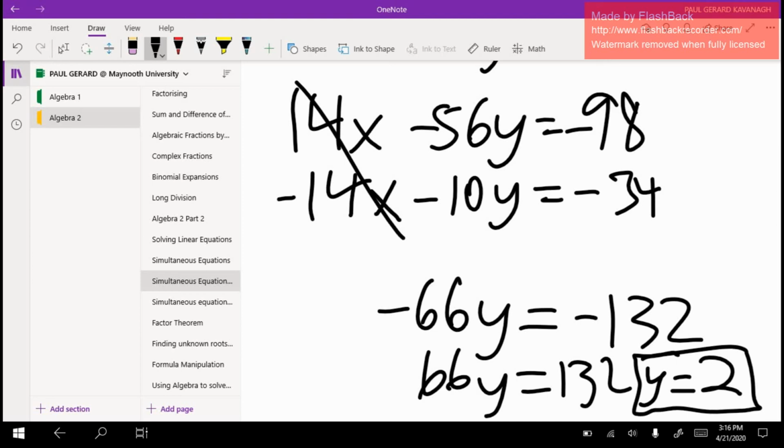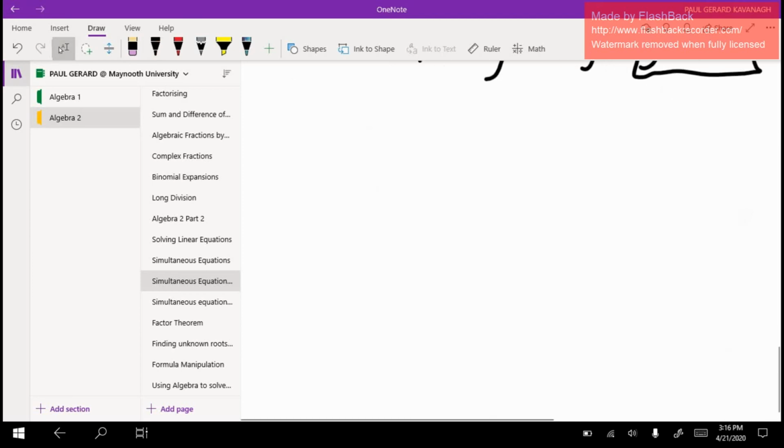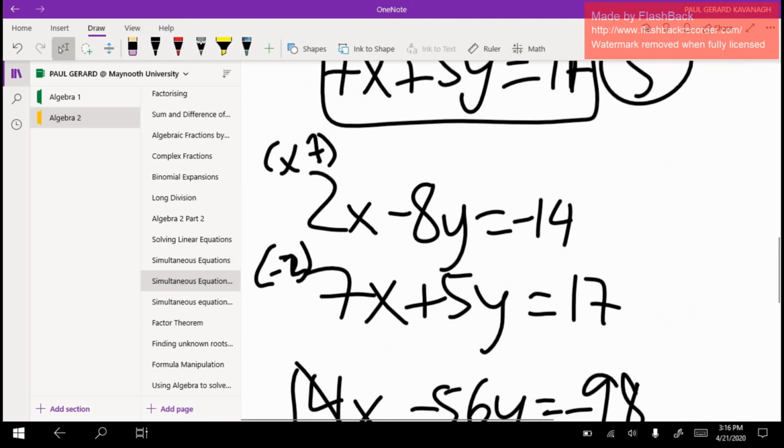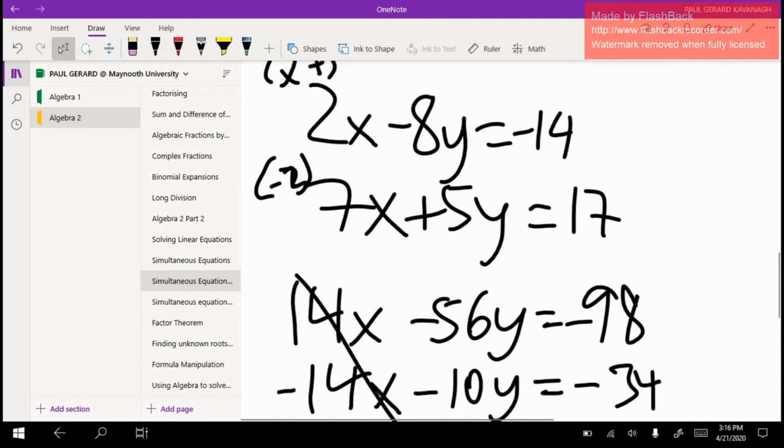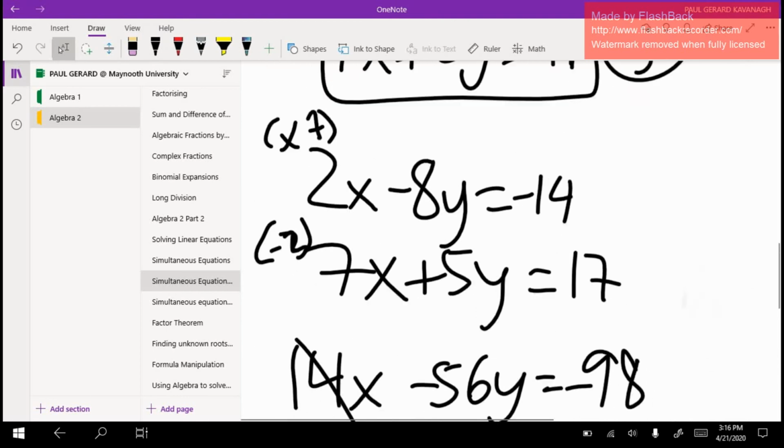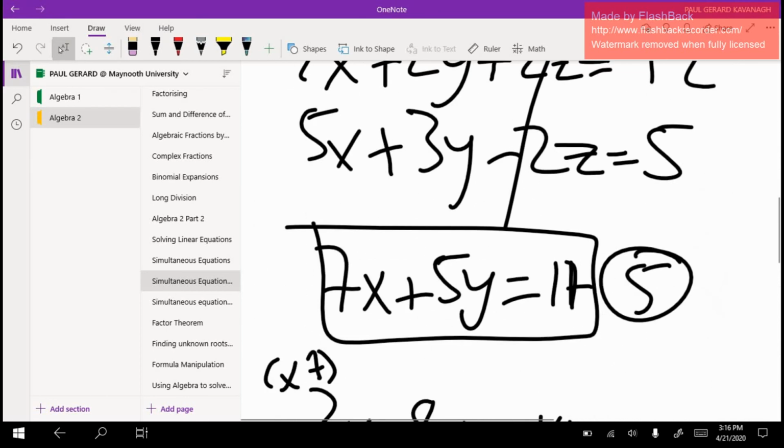Always keep checking your maths, because you will make a mistake somewhere, so pick up on it. Everyone makes mistakes throughout their lifetime. So now we know what y is, you can take either one of equation 4 or 5. I'm going to take the easier one.